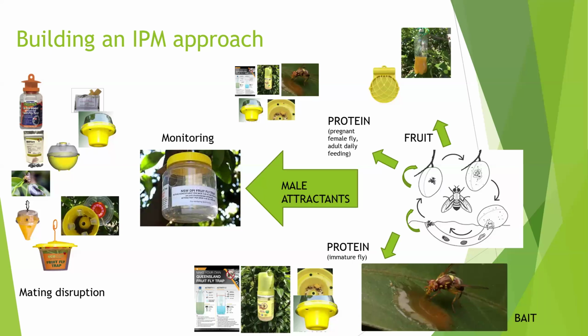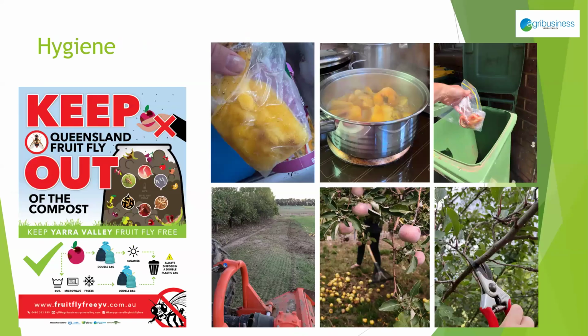So we've got baiting and fruit fly trapping currently in this IPM management. Next, we have hygiene. So that's the freezing, the boiling, or the plastic bagging and solarizing or binning. We have the mulching and the removal of the risk. We also have some very clever pruning techniques to keep the fruit trees manageable and easily picked.